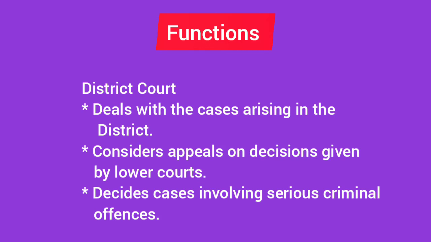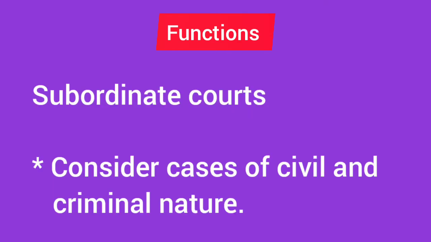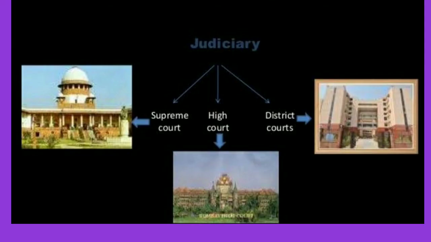Now we will talk about the function of district court and subordinate court. Beta, district court deals with cases arising in the district, considers appeals on decisions given by lower courts, and decides cases involving serious criminal offences, while subordinate courts consider cases of civil and criminal nature. So this is all about the structure of the judiciary. In the next video, we will learn about the jurisdiction of Supreme Court and High Court.